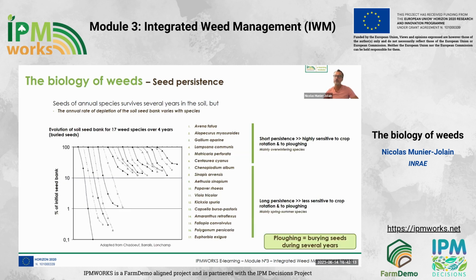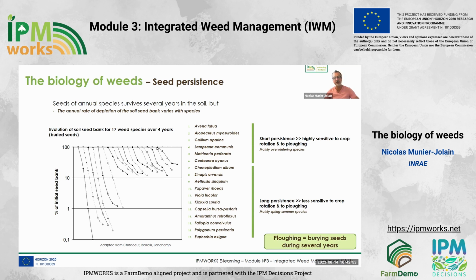Then we have the duration of the persistence of viable seeds in the soil seed bank. In annual weed species, all seeds are able to survive several years in the soil, but the annual rate of depletion of the soil seed bank varies quite a lot across species. You can see here in this figure the evolution of the soil seed bank over 4 years for 17 species.